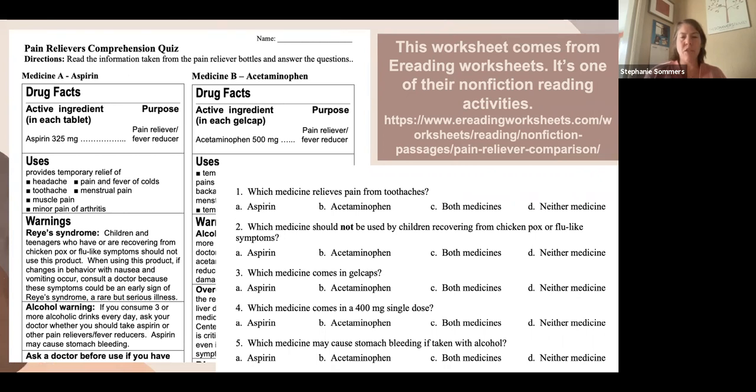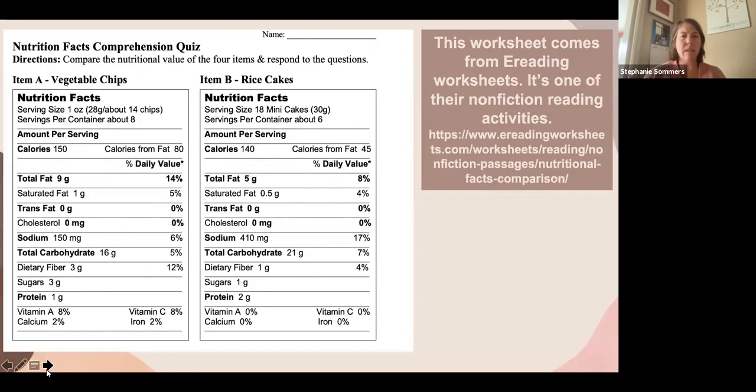Which medicine comes in gel caps, which may cause stomach bleeding. So doing some close reading here would be another great use for these materials. And then there's another one that comes from this same collection of nonfiction activities. And this is comparing two food labels. So we've got vegetable chips and rice cakes, right?